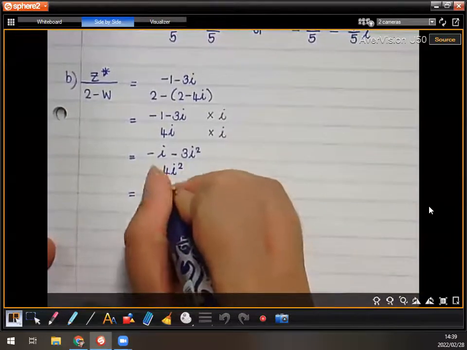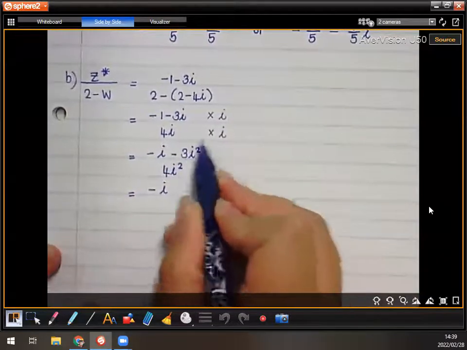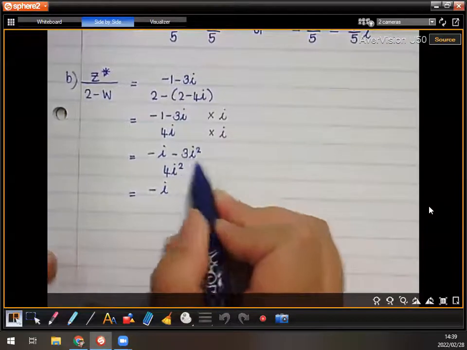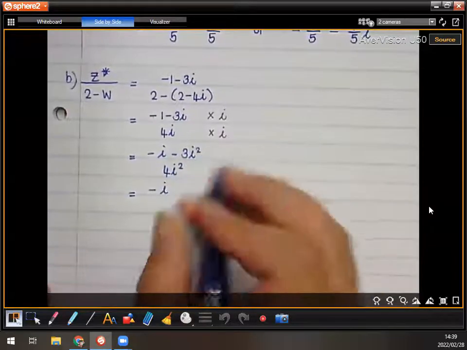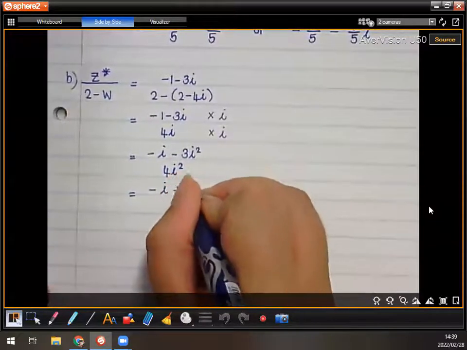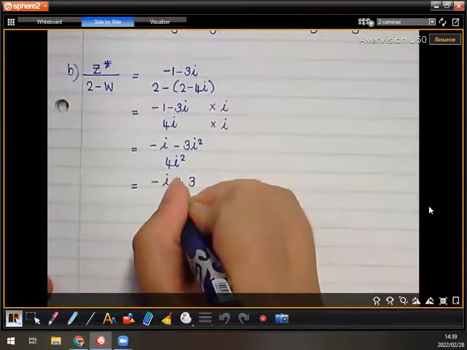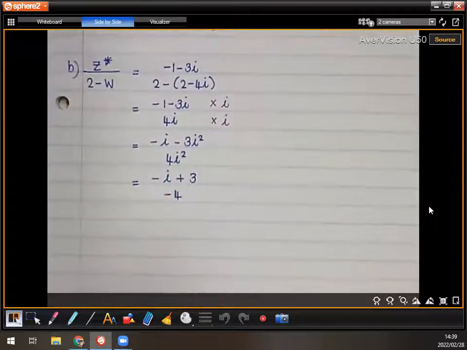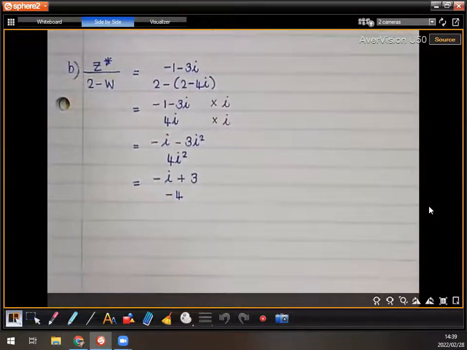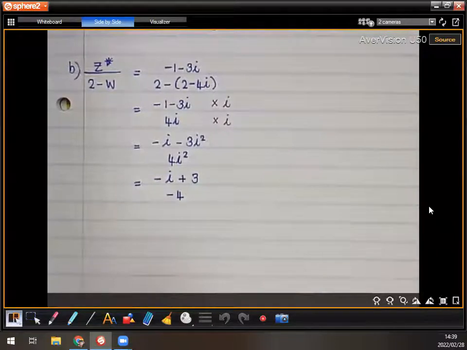We have negative i times i. What is i squared here? That's the same as negative 1. A negative 3i squared is the same as plus 3. Now what is 4i squared? Remember, i squared is the same as negative 1. What's 4 times negative 1? Negative 4. So you see guys, just by multiplying by i and i, we did get rid of the i in the denominator.